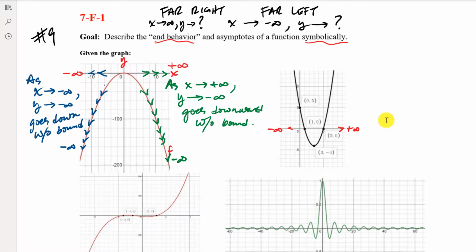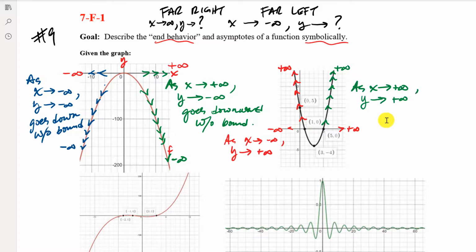Okay, so right here, as x approaches negative infinity, the function goes up without bound, and it goes up to positive infinity. So y approaches positive infinity as x approaches negative infinity. And on the right-hand side, as x approaches positive infinity going to the right, notice that the function goes up to the right. It goes upward without bound to positive infinity. So the y values approach infinity as well.